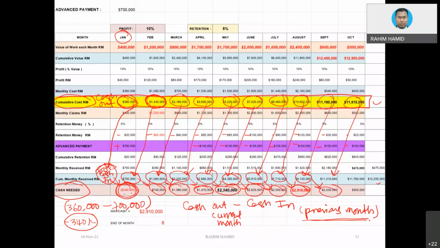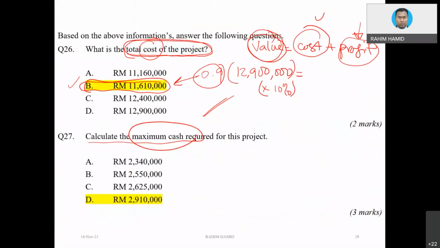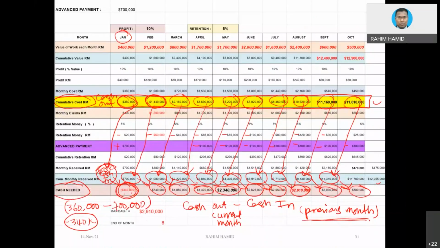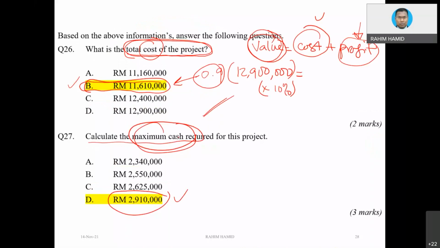All right then. Okay, so it looks like from this equation, there is a maximum amount. The maximum amount from the question, they are asking you what could be the maximum cash required. It looks like 2910, which is coming from here, and it is happening at the end of August. Okay, at the end of August. You can get the answer once you get the right answer there.